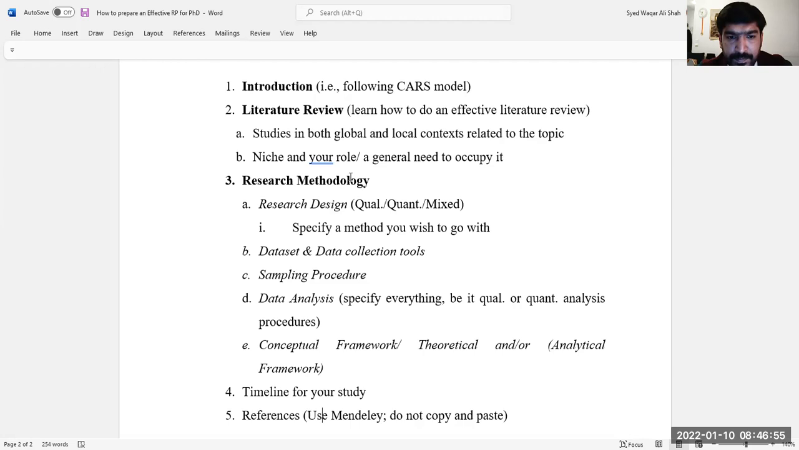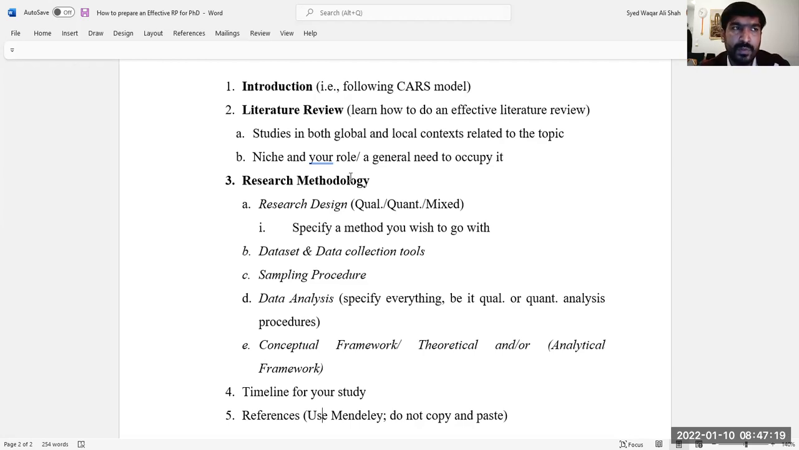And in addition to that, you need to mention the sampling procedure. What sampling techniques would you use to recruit your participants? And likewise, you need to go for the data analysis. How would you analyze your data? If it is qualitative, what qualitative data analysis procedures would be followed?